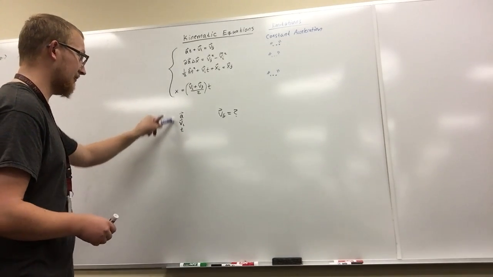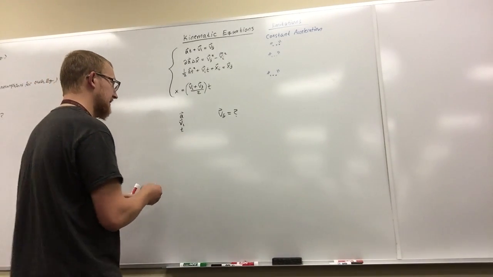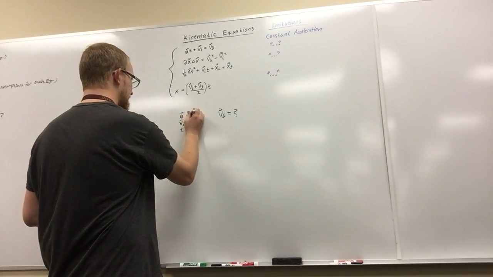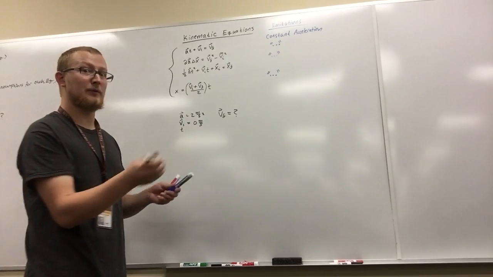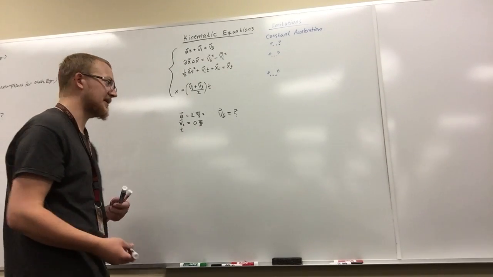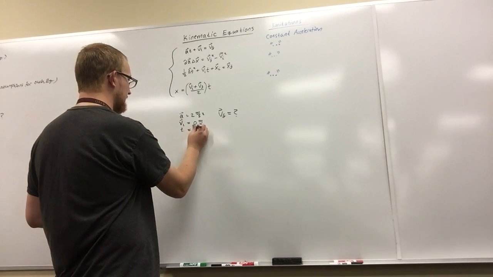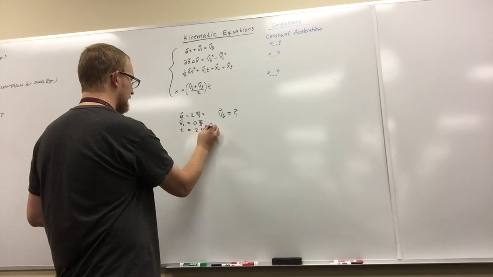Well, we would take a look. So these were all given. Let's just give some numbers to them anyways. So let's say acceleration was 2 meters per second squared. The v initial was 0 meters per second. It started at rest, is how you'll commonly hear that in a problem. And let's say we knew it took 2 seconds.